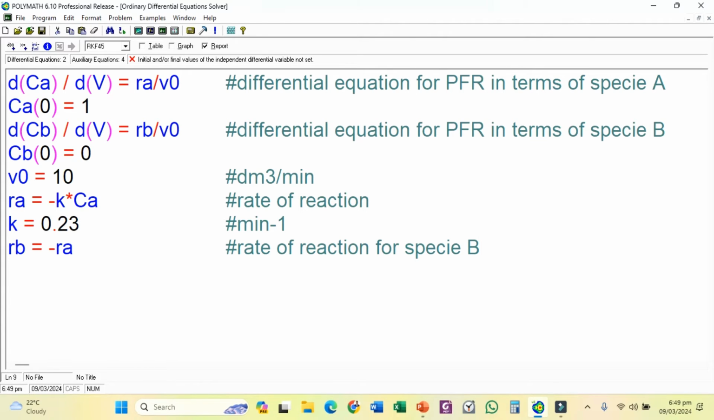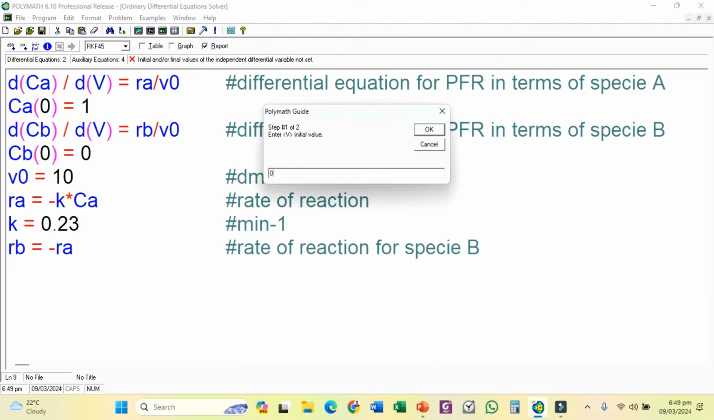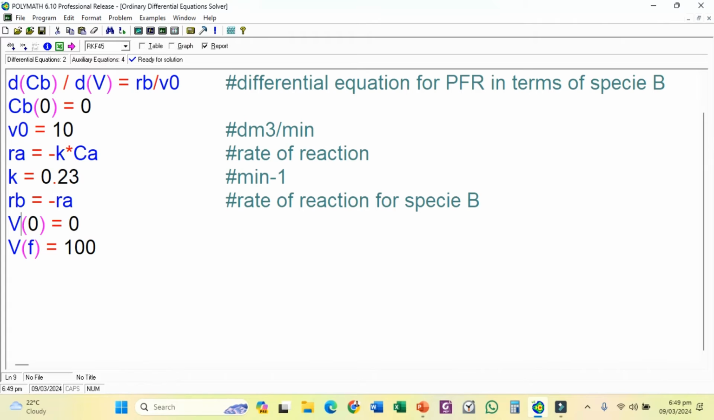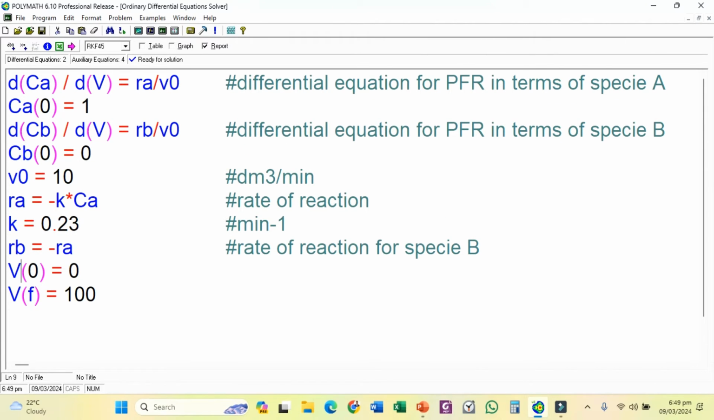Now what is left here? Initial or final values of the independent differential variable not set. What is that? That is the volume. So how we can set it? We have to go here, initial final values. The initial value is obviously 0. And the final value, if you remember, we had calculated 100 cubic decimeters. So we will give 100 over here and simply click OK. Now this complete code is entered, ready for solution.